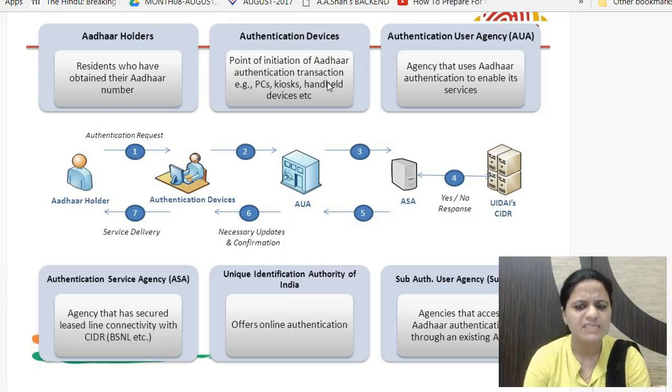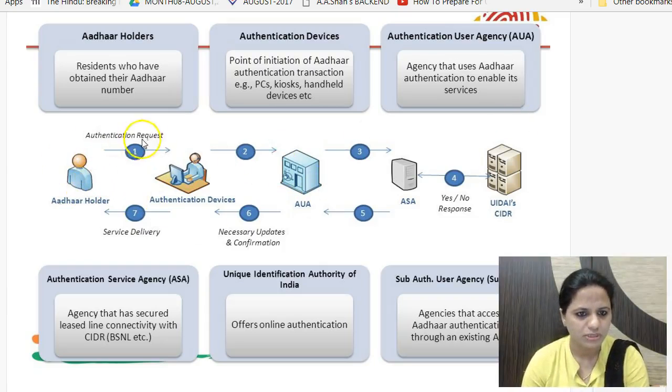So through PCs, through kiosks, or even through handheld devices, when this authentication is done, like we have seen for digital data also, digital transactions also, we are seeing that Aadhaar can be used. So when this Aadhaar authentication is required in those cases, these authentication devices go and ask Aadhaar authentication user agencies to provide this service of authentication. So they have all the data in place. They have the entire Aadhaar data in place. So whichever Aadhaar number calls for authentication, they can provide that. So these are authentication user agencies.